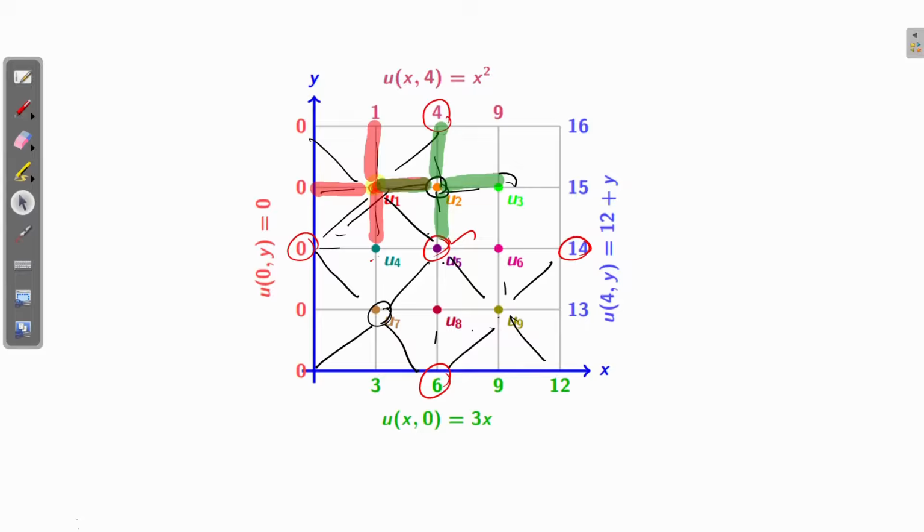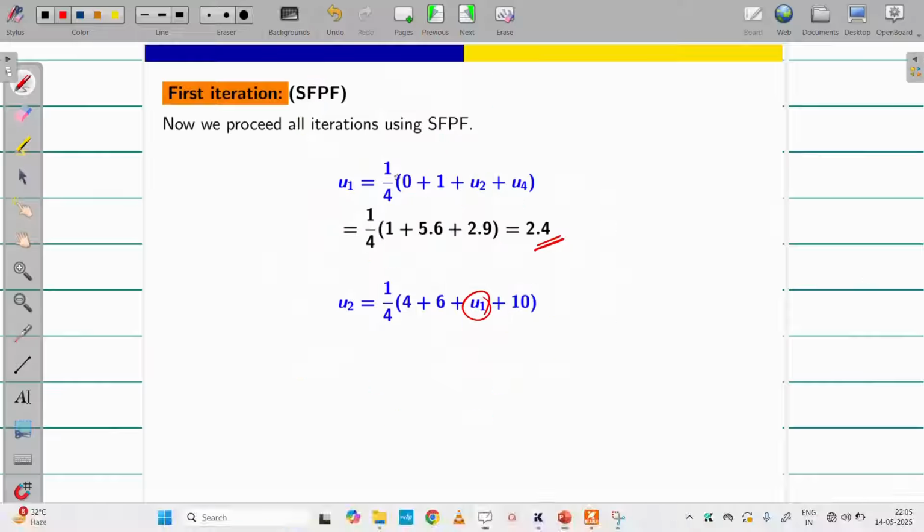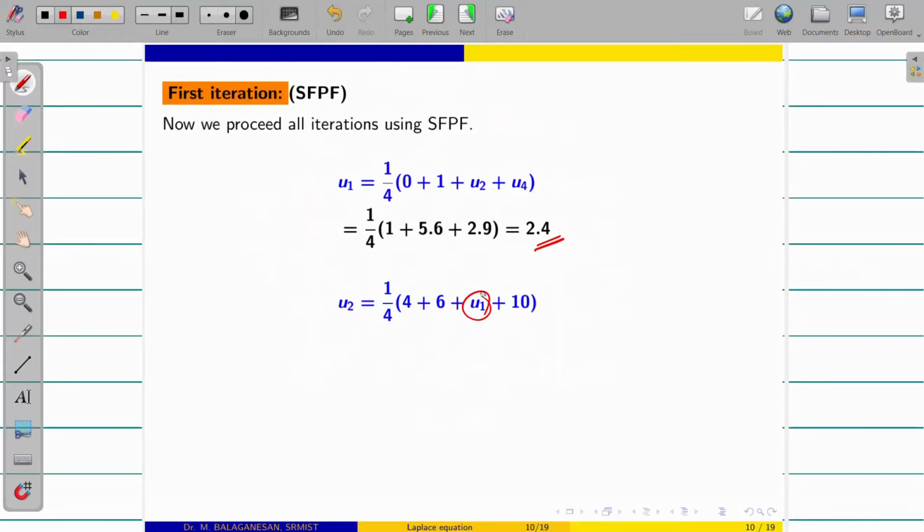For u5, we don't know the recent value. For u3, we don't have any recent value. But for u1, we have the recent value. That's why whatever recent values are there, we have to take. u1 is 2.4. Other values you have to take from the old iteration. That's it, guys. Find the value, it is 5.6.